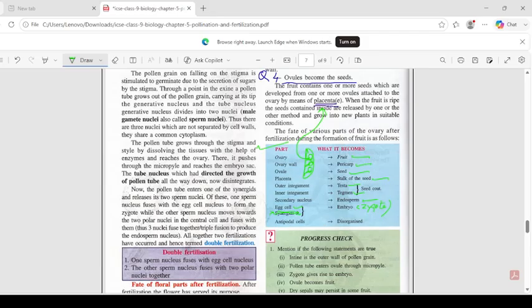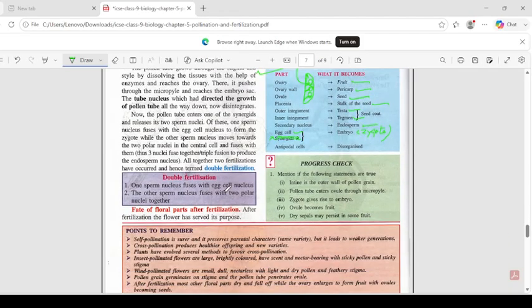So at the last, we are proceeding towards the exercise, which we shall be discussing in the next class. So what is double fertilization? Why does it take place in angiosperms? This is the important question. So in the next class we will be discussing the important questions of this chapter along with the solved exercise questions. That's it for today. Thank you.